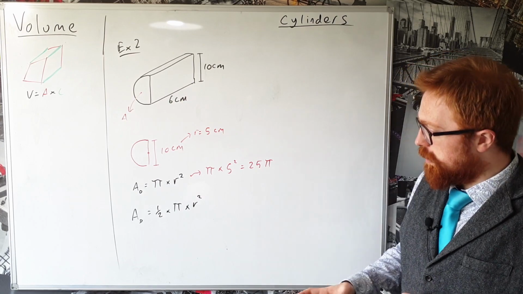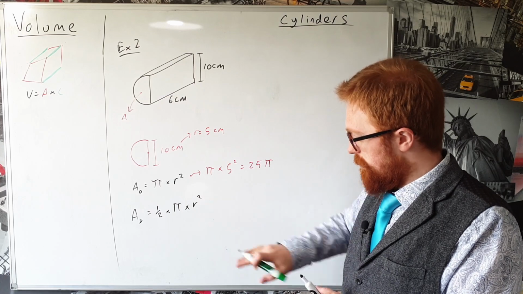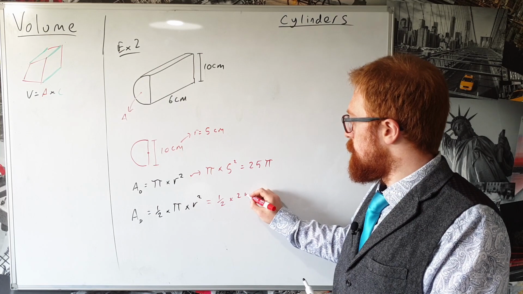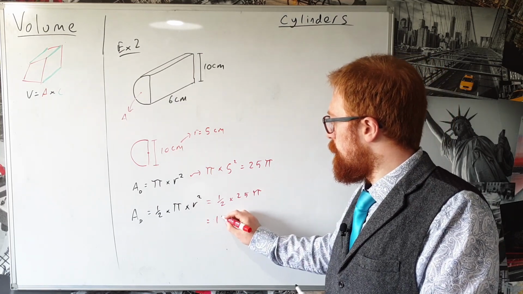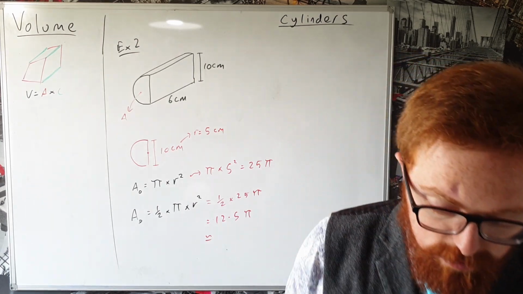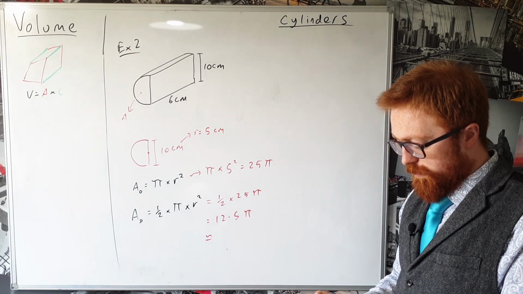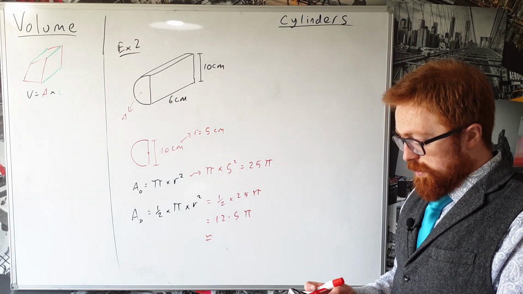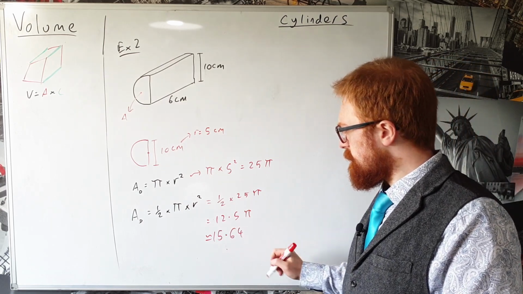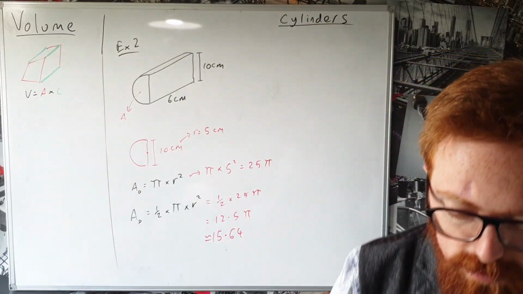But we've not got the full circle, we've actually only got half the circle. So the area here then is a half of this, so it's a half times 25 pi, which is 12.5 pi, or we can approximate that to 12.5 times 3.14, 39.25. So again, exact, approximate, it's useful to be able to do both.